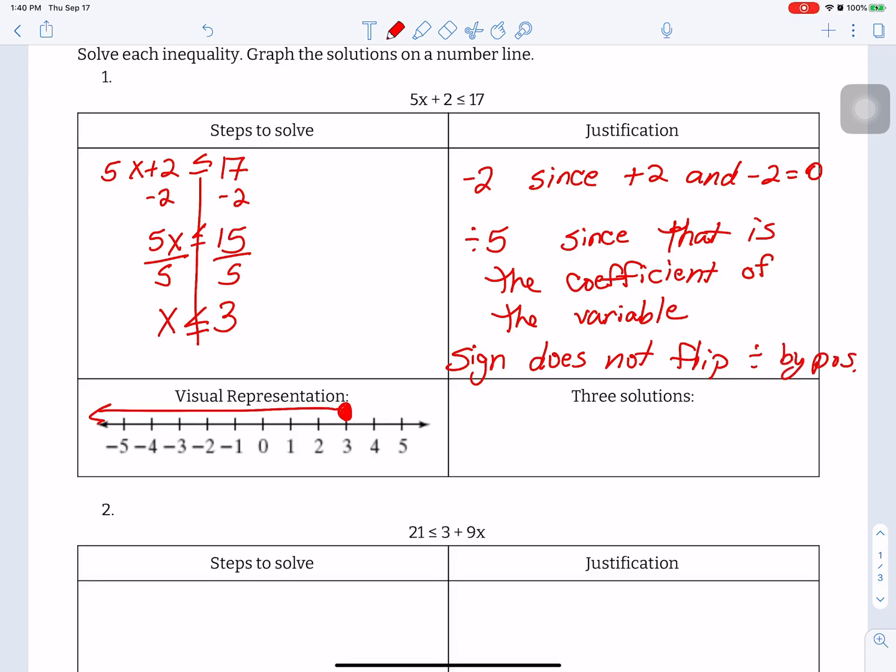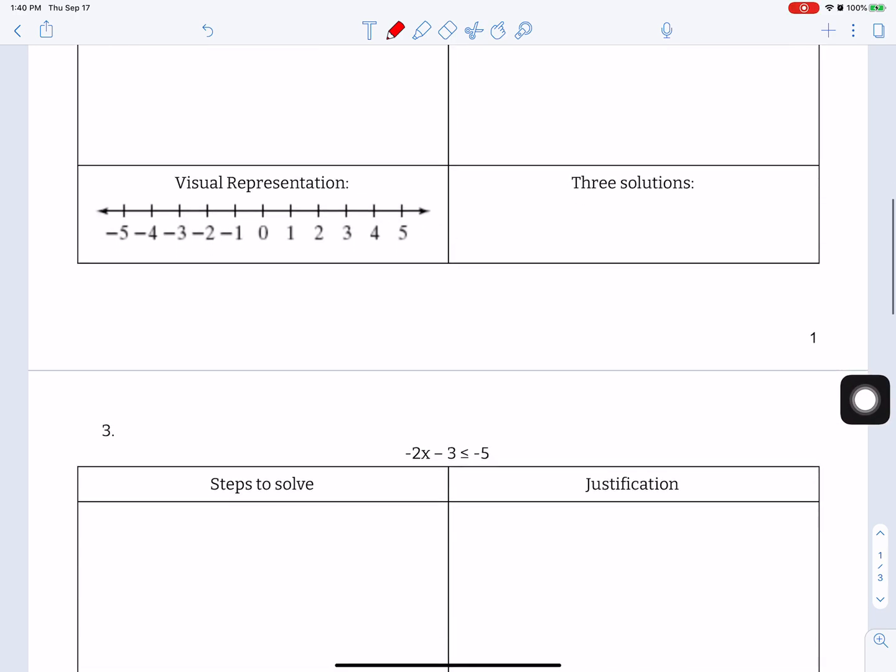Solutions would be anything that would work. So in this case, x could equal negative 5, x could equal 0, x could equal 3. Anything that's in this range here where that line is would be considered something that would be a solution. I can use decimals. I can go beyond negative 5 to go lower. It just has to be a lot of different pieces to that.